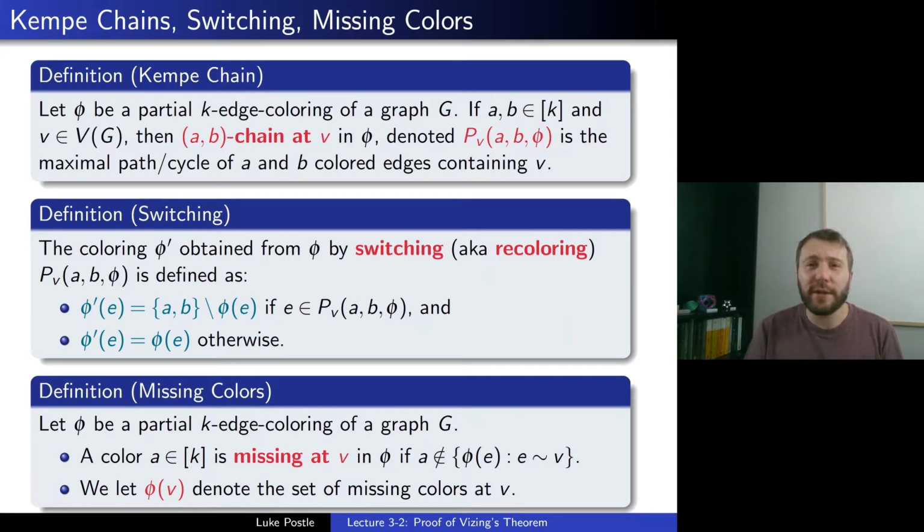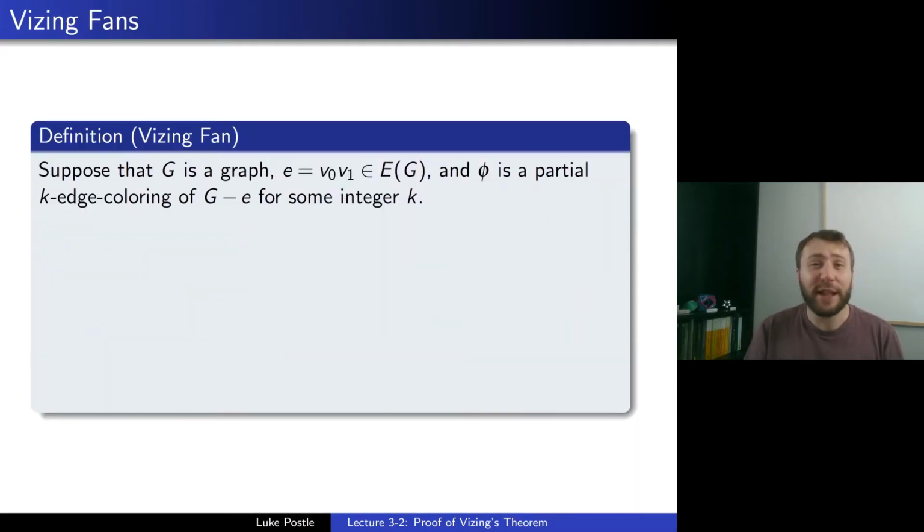Now, what we're going to be doing is giving a slightly alternative proof to the proof that appears in Diestel. And in particular, we'll introduce a definition. So here he has a concept that he uses in the proof, but he doesn't really give it a name, but here we'll give it its standard name, called the Vizing fan.